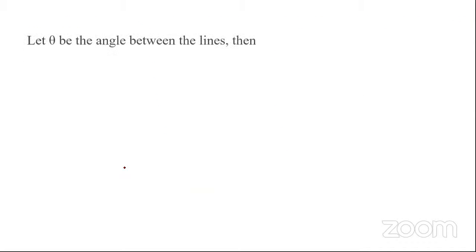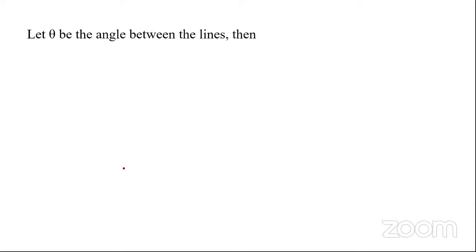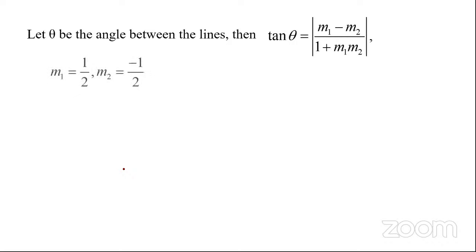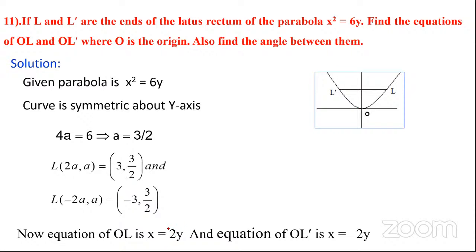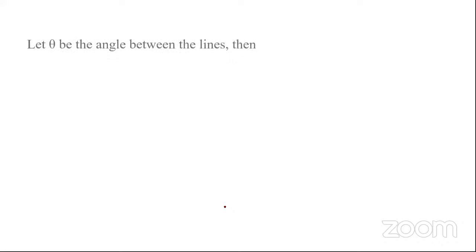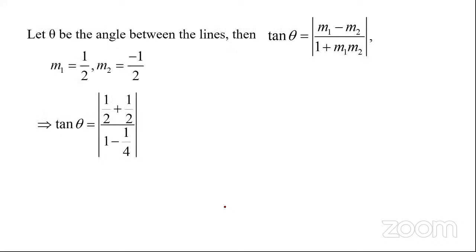Next, the equations of the lines are found, so let theta be the angle between the lines. Then tan theta equals (m1 minus m2) by (1 plus m1 m2). What are the slopes m1 and m2? Write the lines in the form y equal to mx plus c. Then you will get y equal to x by 2 and y equal to minus x by 2. The two slopes are m1, m2 equal to 1 by 2 and minus 1 by 2. Substituting the values, tan theta equals (1 by 2 minus of minus 1 by 2), which is nothing but plus 1, divided by 1 plus (1 by 2 into minus 1 by 2). So this is a minus value, since multiplying with minus gives minus.